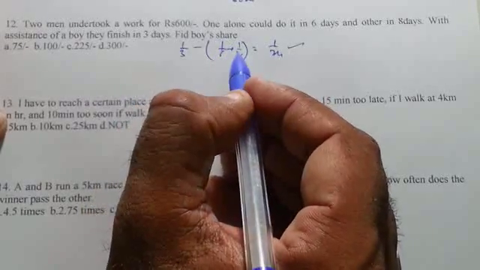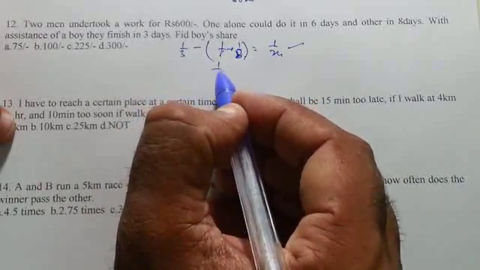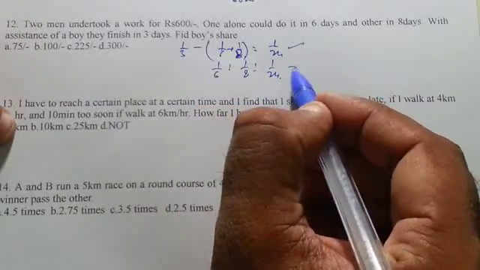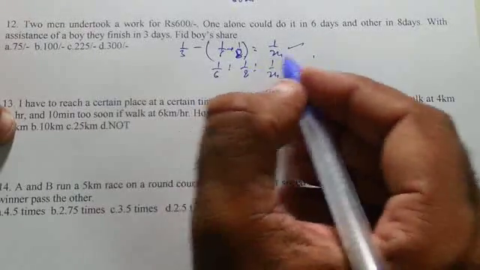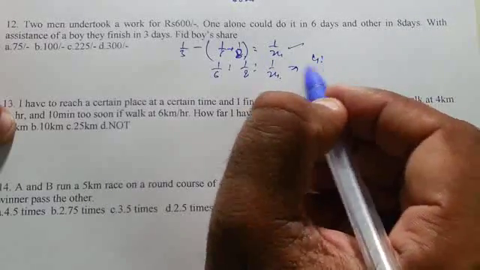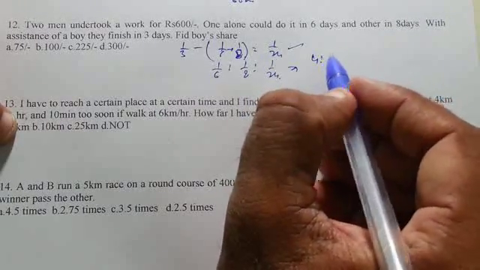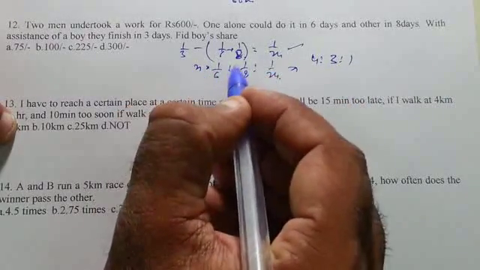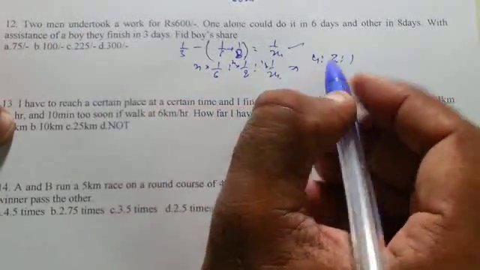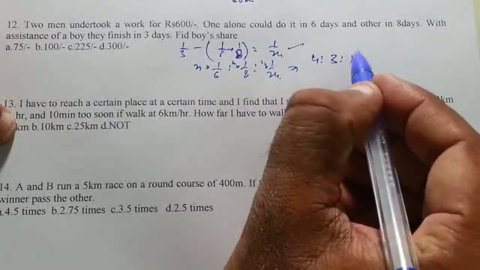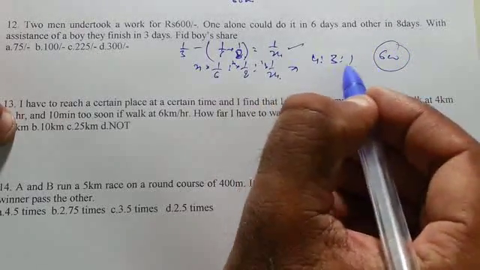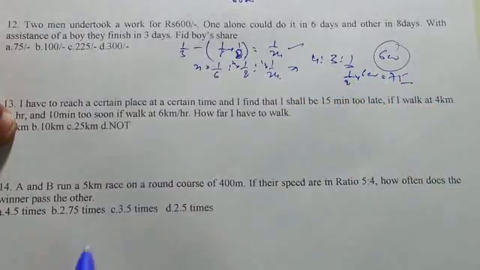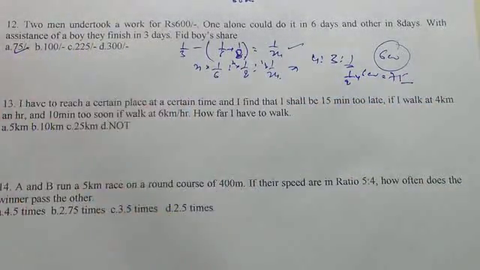A will do 1/6 and B will do 1/8. So this is the work which they can do in 1 day. So the ratio of money will multiply by 24 all. So the ratio will be inverse. So 4 is to 3 is to 1. Multiply all by 24, 4 is to 3 is to 1. So the total money they are getting is 600. So the boy's share is 1/8 into 600, and that comes to 75. So 75 is the answer.